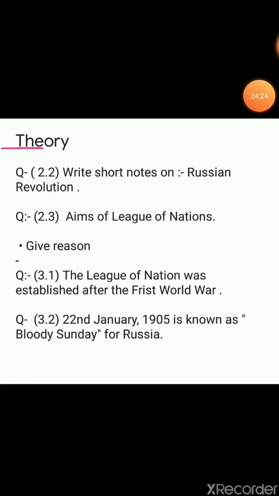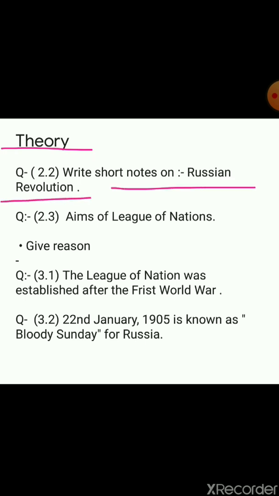Okay, students, theory over here. These theories are all seen in the exercise. Question 2.2: write a short note on the Russian Revolution in a very detailed form. This topic has been explained to you, so write it point wise only. Then the aims of the League of Nations, which have now been explained to you, that is points 1 to 6, the main aims of the League of Nations, you need to write.